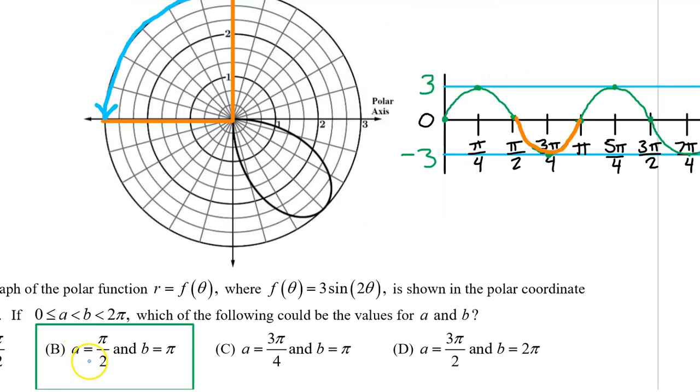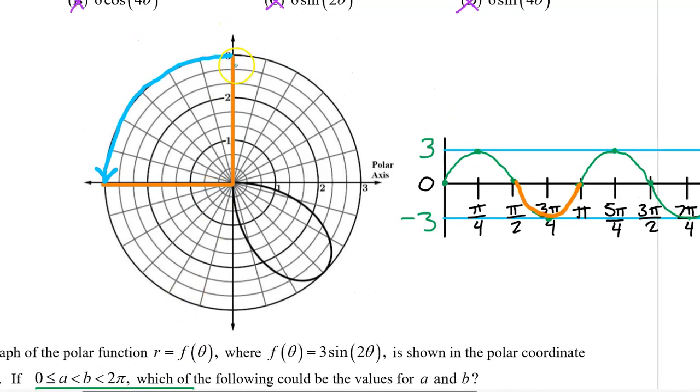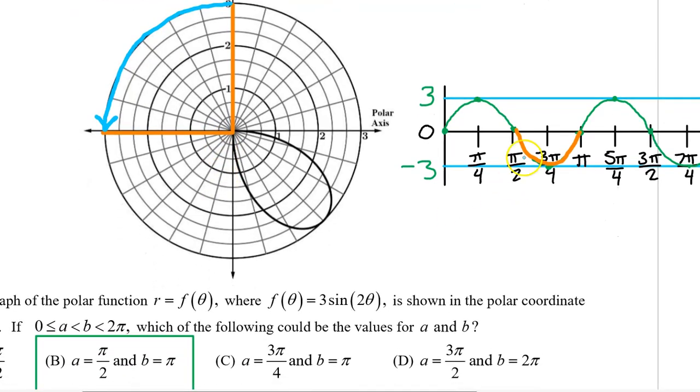Option B represents the interval from pi over 2 to pi. That's from here to here on the polar grid. However, notice that on the interval from pi over 2 to pi on the rectangular grid, we can see that the values of r are negative. We are below 0. Therefore, we do need to worry about moving in the opposite direction.